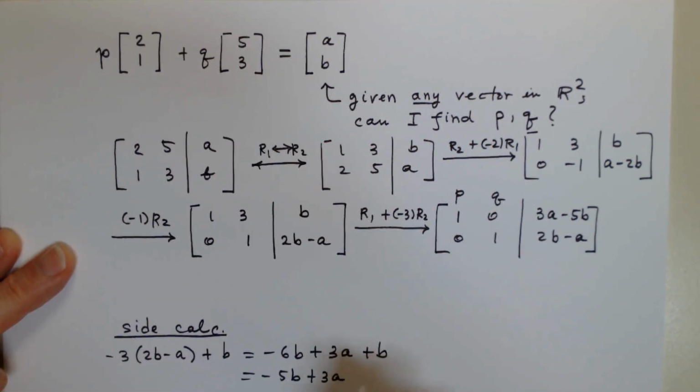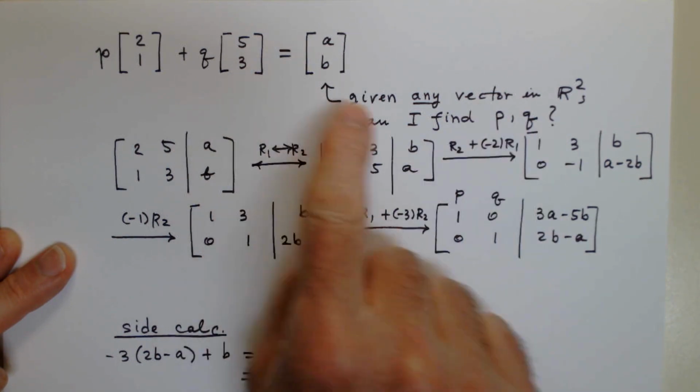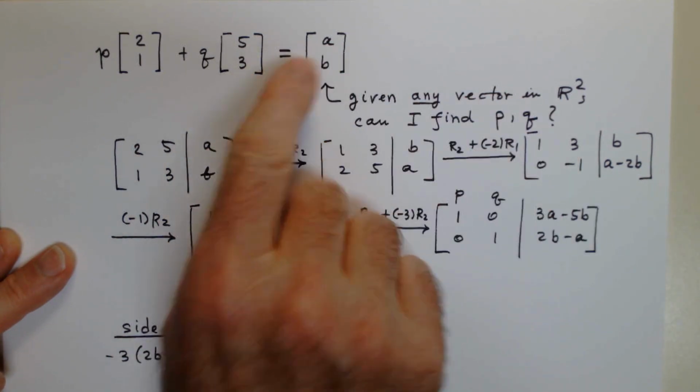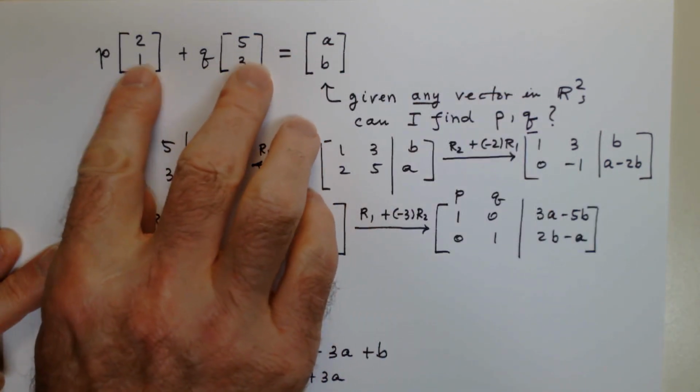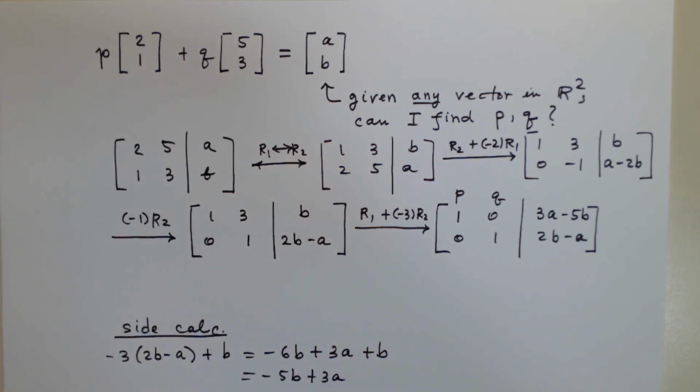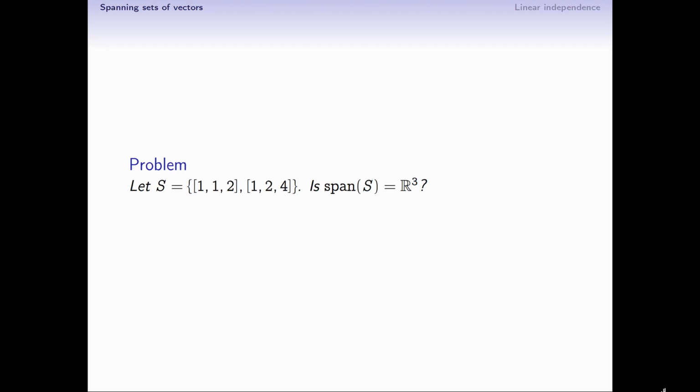And so the answer is, given any vector in R2, can I find a p and q? Yes. I can span all of R2 using these two direction vectors, (2, 1) and (5, 3). All right, let's head back to the class notes.